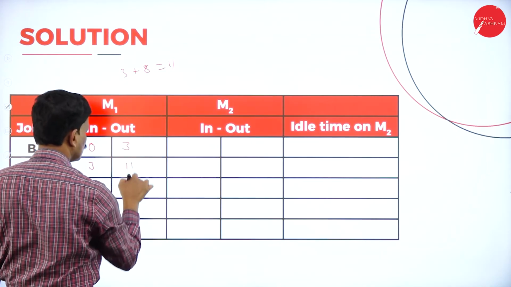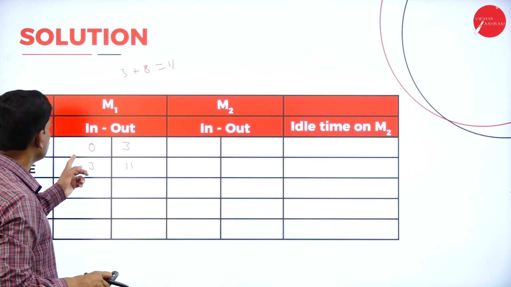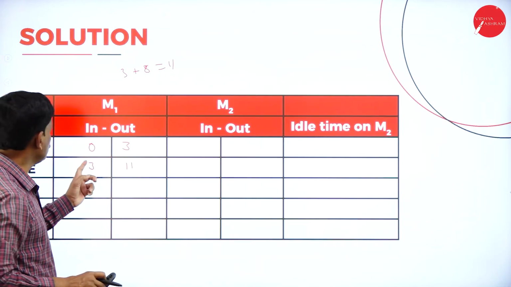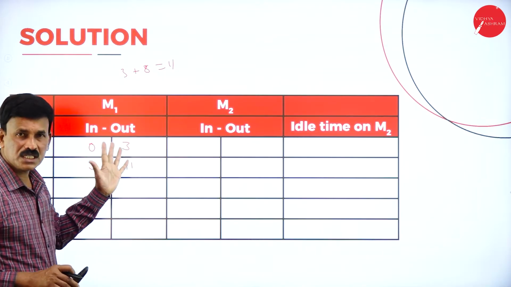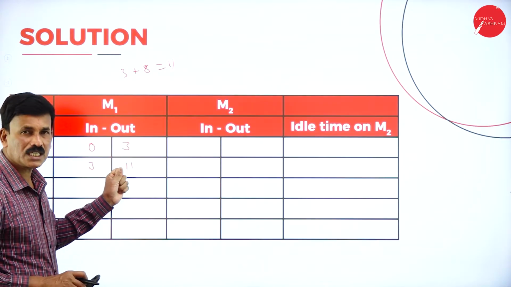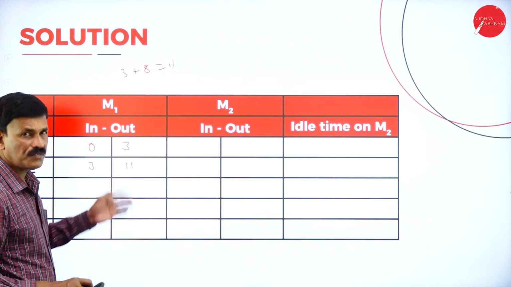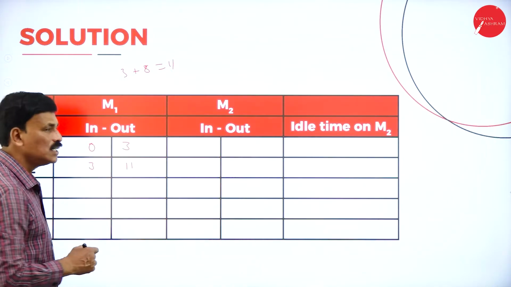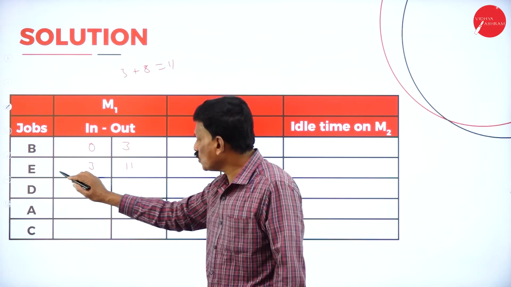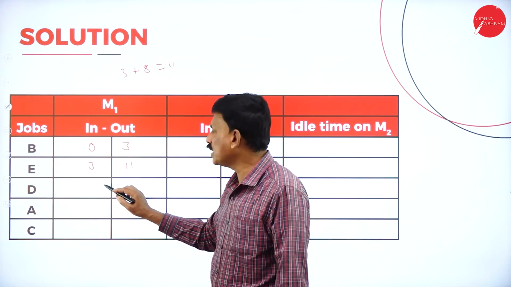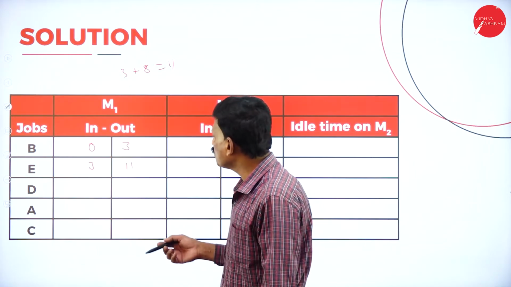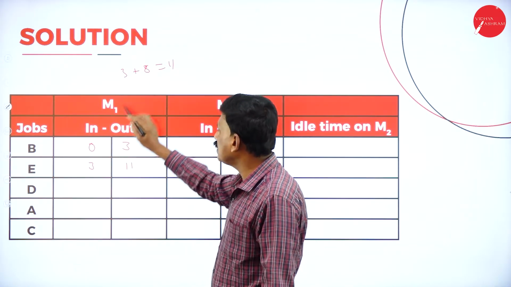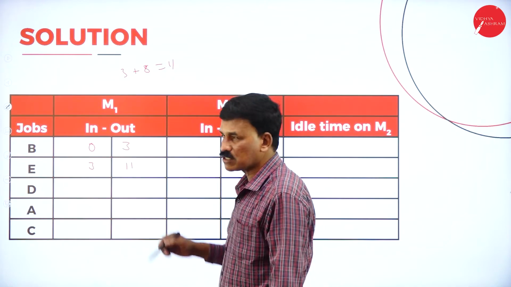Okay, the initial time for the machine B is 0 and the out time is 3. So initially it is 0, then the total time taken is 3 hours. After that it goes to machine E. For the job E in machine M1, the first in time is 3, then what is the out time? So we have to add 8 to this. So 3 plus 8 is equal to 11.